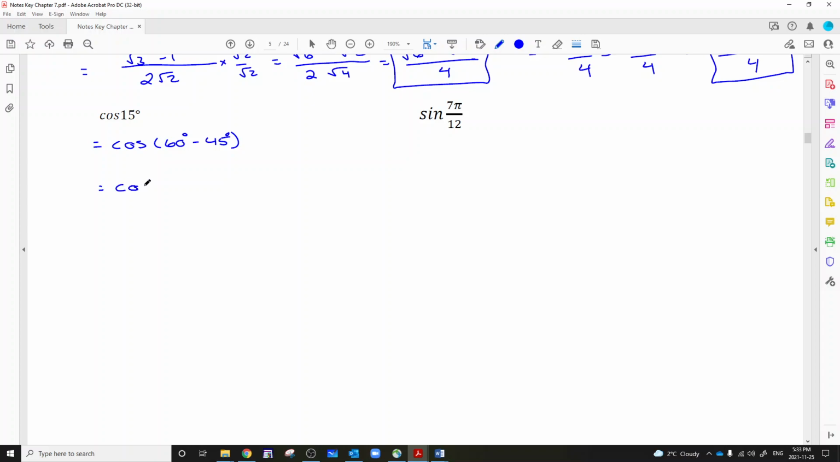So it's going to be cos of 60, cos of 45. Now, because it's a minus, you should get a plus in your expansion, right? It switches. And then you're going to have the sine of 60 and the sine of 45. Okay, let's keep going from here.